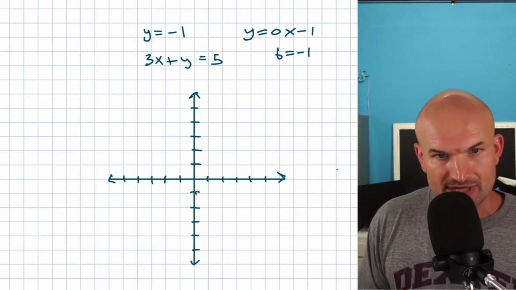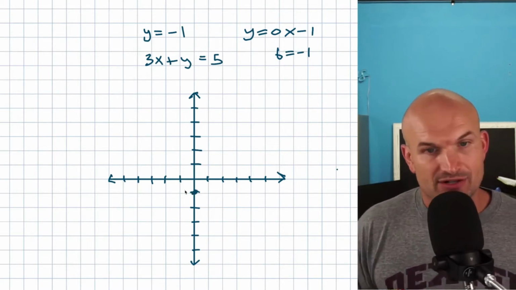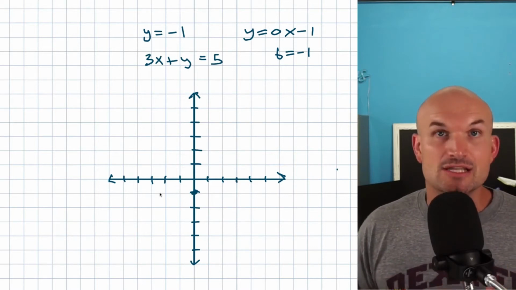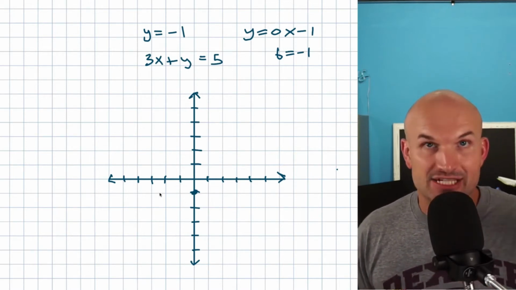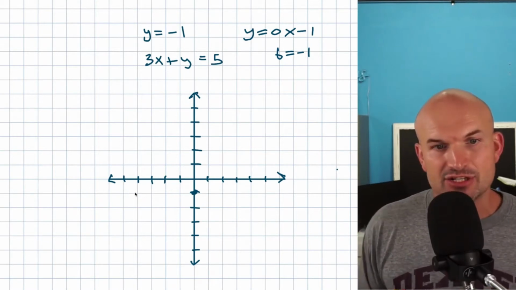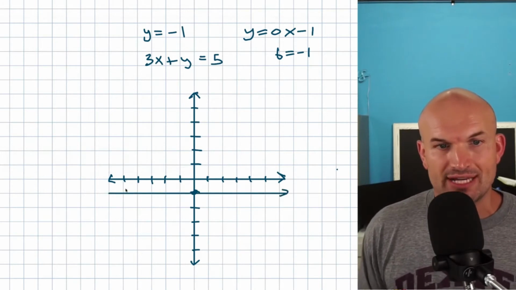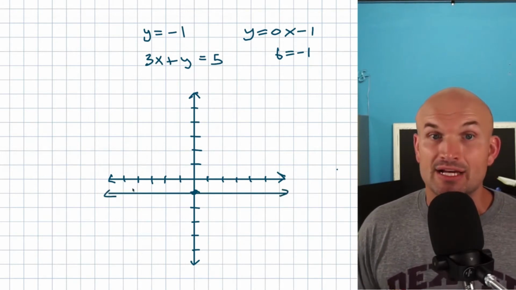So I'm going to go down to -1, and I'm going to graph my y-intercept. Now, the next thing I want you to recognize is when I have y equals -1, since my slope is 0, there's going to be no change in rise over run. That's going to create what we call a horizontal line. So y equals -1 is just a horizontal line with a y-intercept at -1.